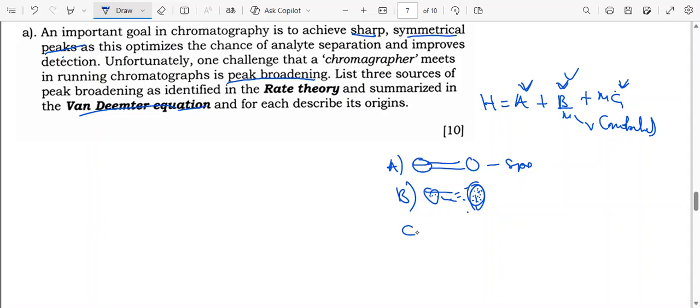Then the other parameter is the C, the mass transfer resistance. It slows the transfer between the stationary phase and the mobile phase, so it's about the resistance. The more the resistance, the more the mobile phase velocity affects it. So it will also cause peak broadening. So this is the equation, and I've talked about them. That is it.